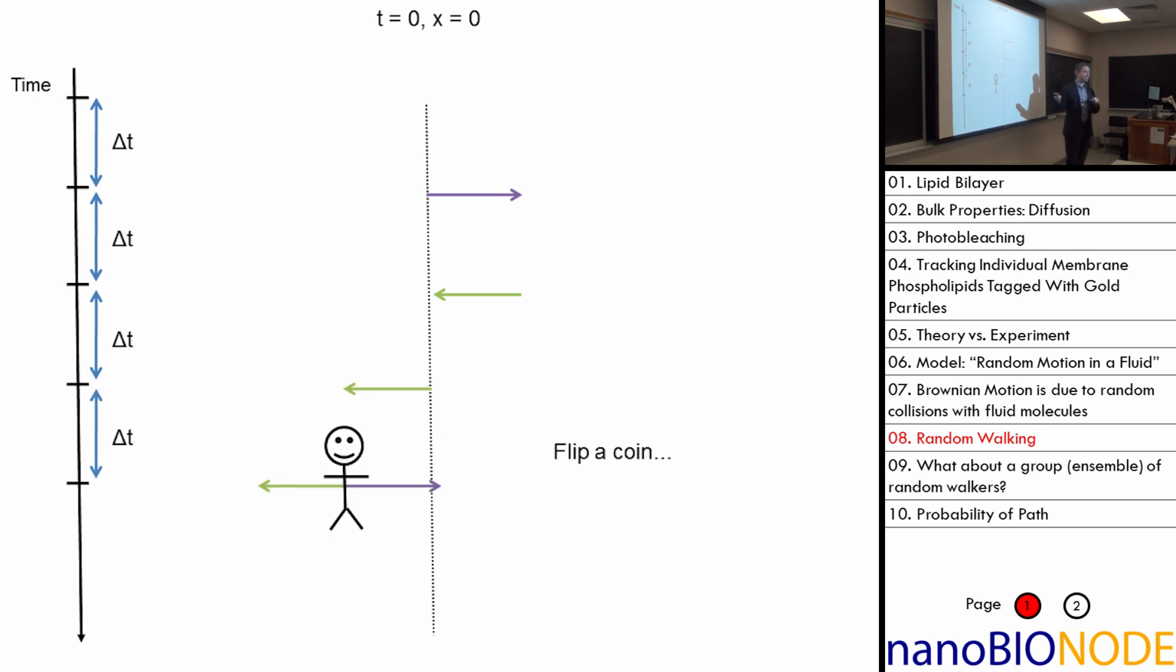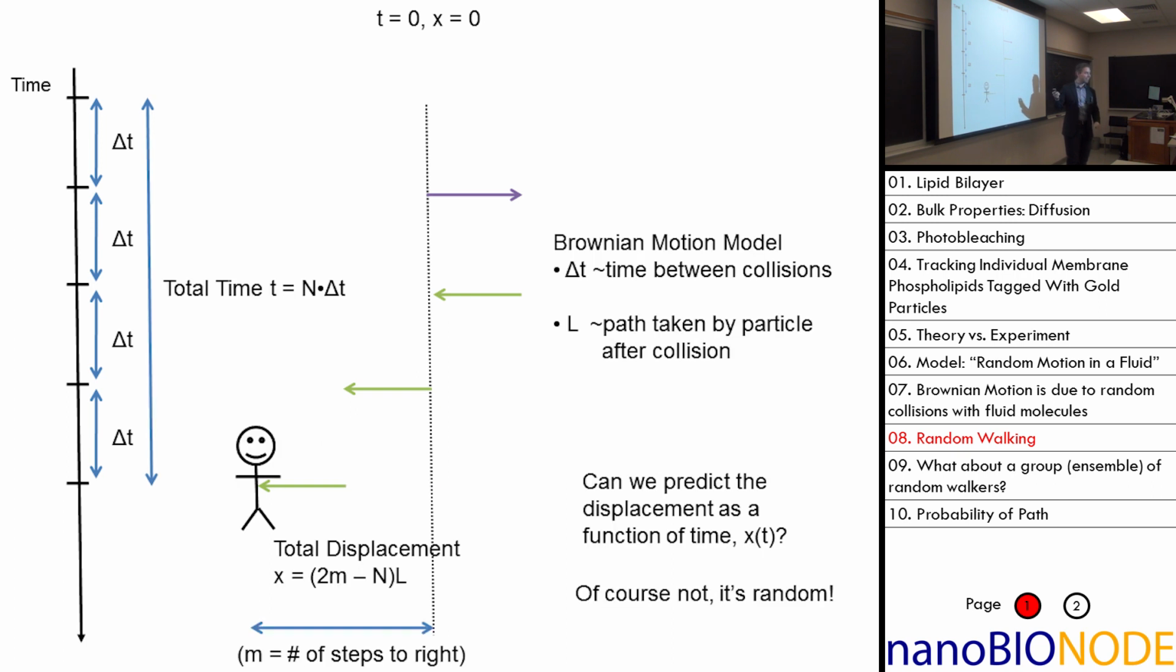Okay, then I do it again. You can see that I fell in love with my PowerPoint animations at this point. Okay, and then you do it again, and you wind up at some final position. Okay, make sense? So what you're doing is you're following a path, and the path that you follow is determined by the outcome of some random process.